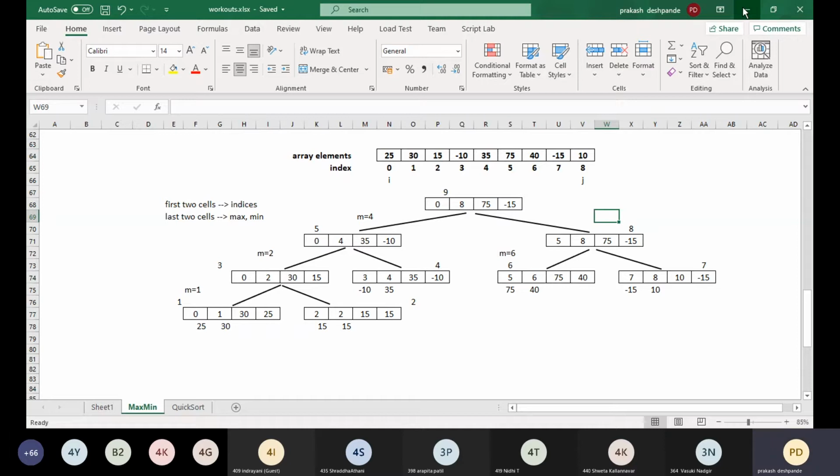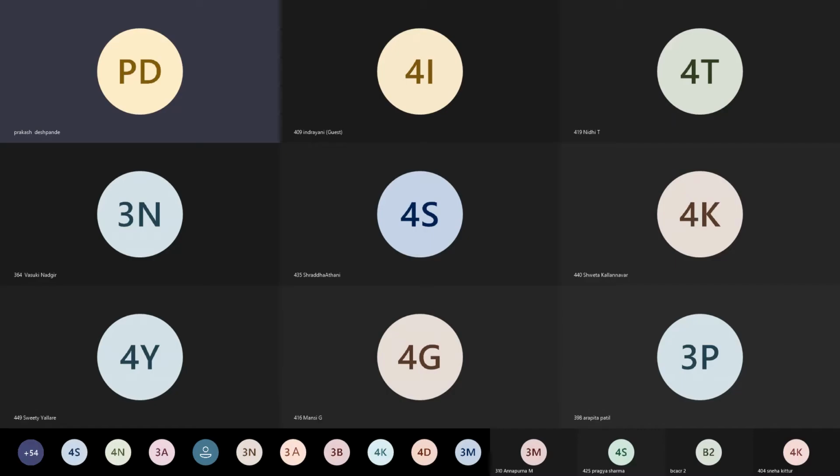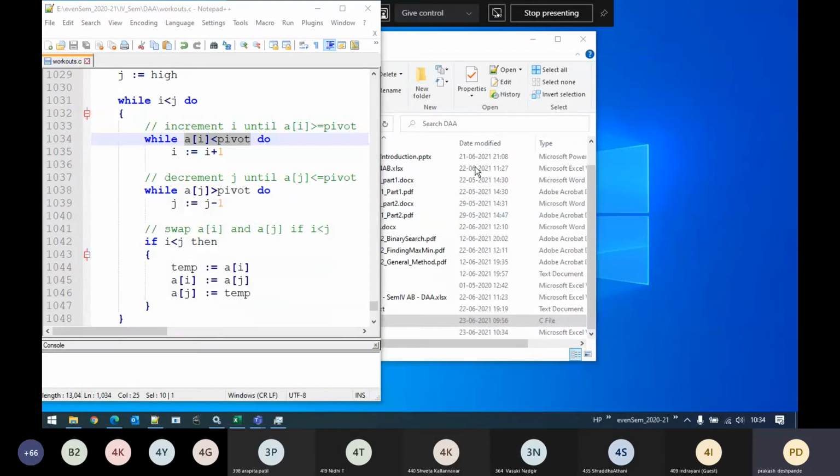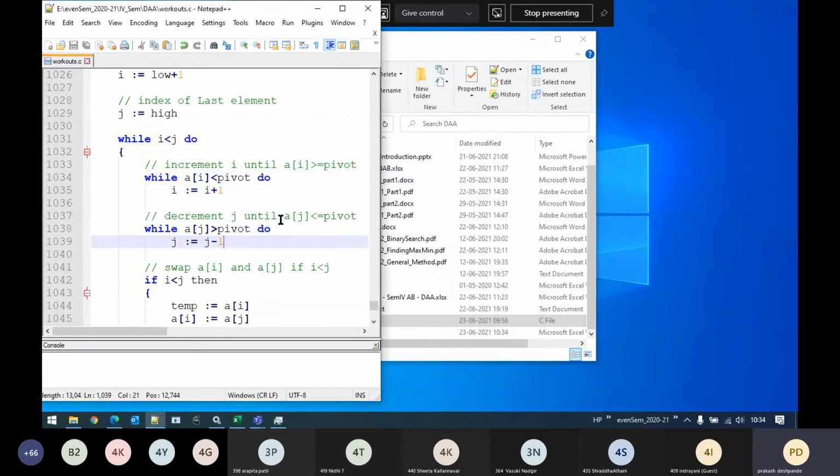Now we'll continue with quick sort. Quick sort, we have already discussed the example. Students have taken it as a presentation and very nicely they have explained it. Now what I'm going to do is try to explain the algorithm associated with quick sort. Let me share both the screens simultaneously so that it is visible.